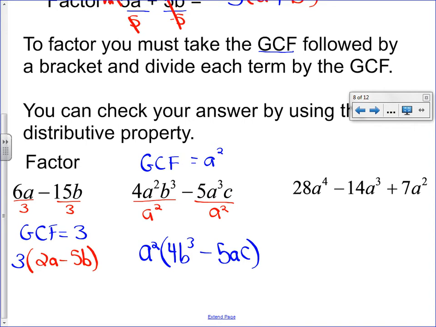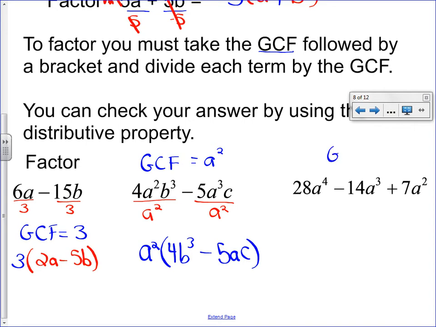Good. When I divide, I subtract the exponents. So I have a 2 here, a 2 here. 2 minus 2 gives me 0, which is why I don't have an A in this first term. I have an A cubed here, an A squared here. 3 minus 2 leaves me with 1A, which is why I have 1A there. Okay?